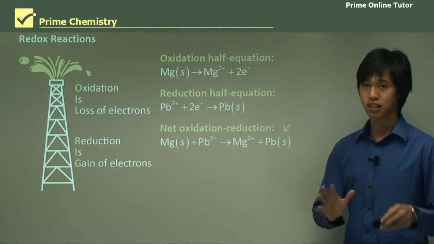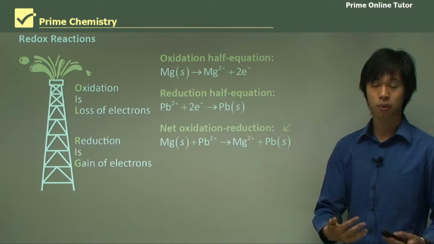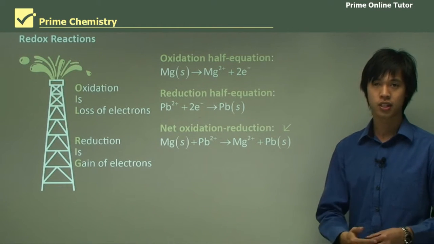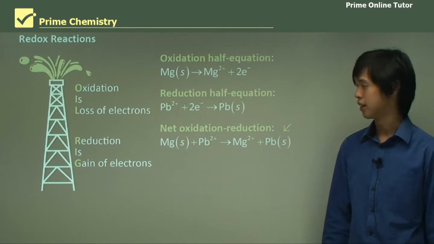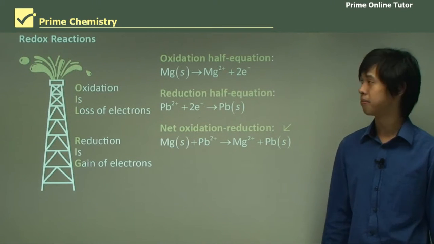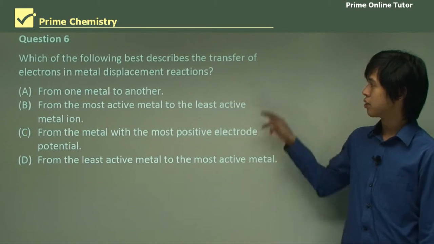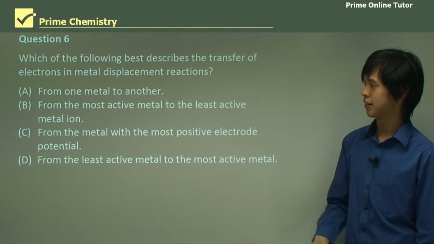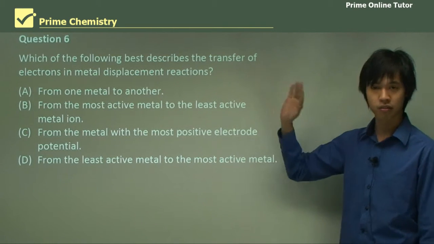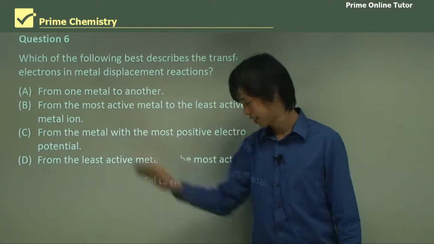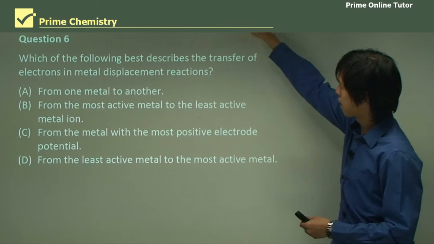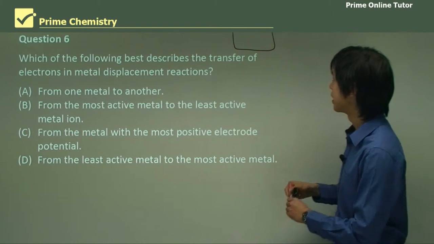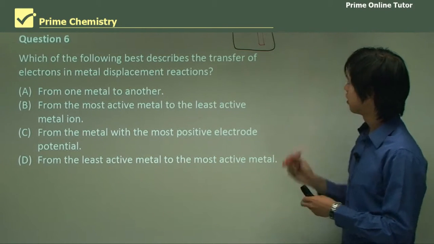So we've just looked at trying to recap on what a redox reaction is and how we represent them in chemical equations. So we'll move on to the question segment, and we'll see if we can answer the questions based on our prior knowledge. Which of the following best describes the transfer of electrons in metal displacement reactions? So it's not from one metal. Just remember what a metal displacement reaction is. It's when you have a beaker full of a solution, and then inside that beaker you've got a piece of metal.